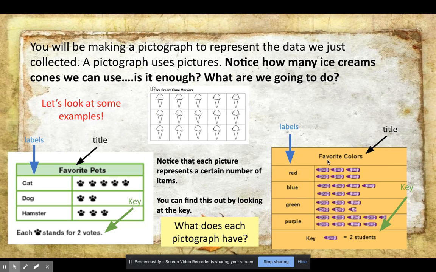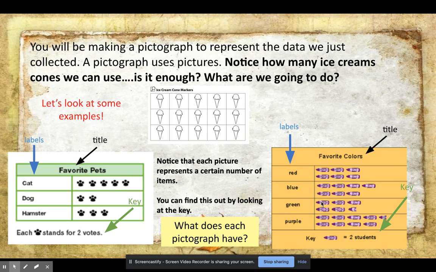We see that we have a title, which is our colors. We have a label, so we can see that they had the option to choose between red, blue, green, or purple. And then the key, which means that every color represents 2 students. So we see that we can skip count. I have 2, 4, 6, 8, 10, 12. So 12 people chose red. Let's look at our blue. We have 2, 4, 6, 8, 10, 12, 14. So 14 people picked the blue.